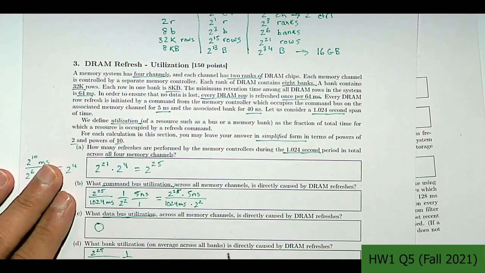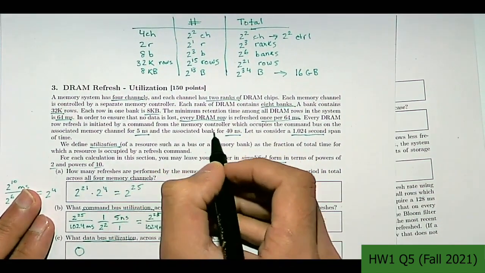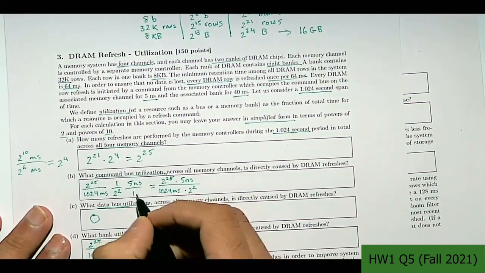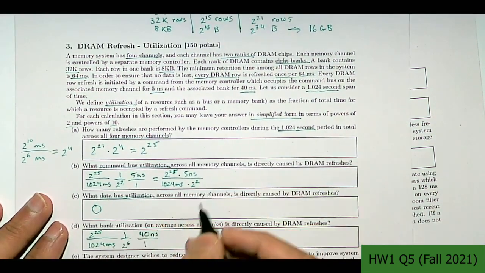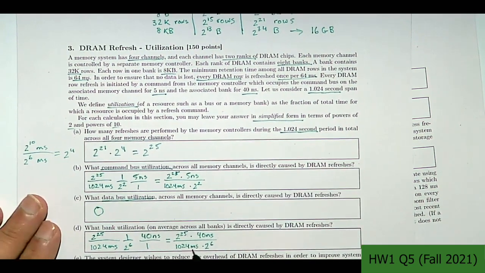And so in terms of the utilization, the information told us that a bank is busy for 40 nanoseconds per refresh command. So here the scale factor was 5 nanoseconds. Over here, the scale factor will be 40 nanoseconds, right? So 40 nanoseconds per refresh. And so the computation is exactly analogous to that, just with different values, right? So here we have 2 to the 25 times 40 nanoseconds over 1024 milliseconds times 2 to the 6. Right, and so this is the utilization.